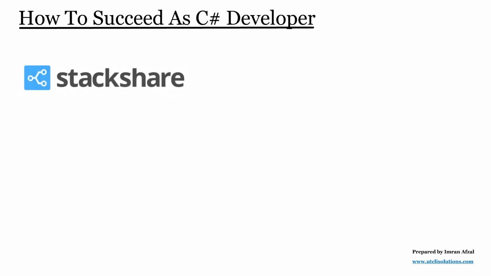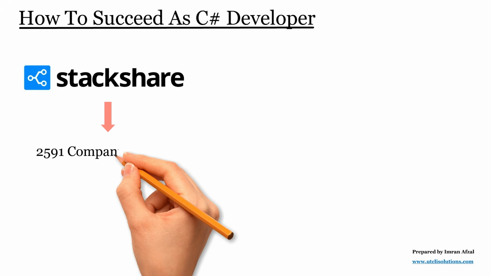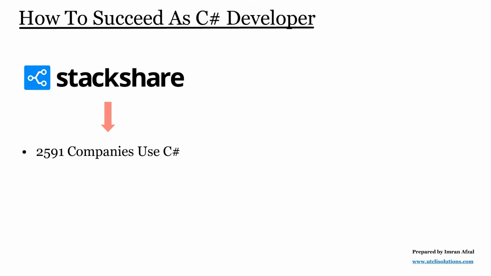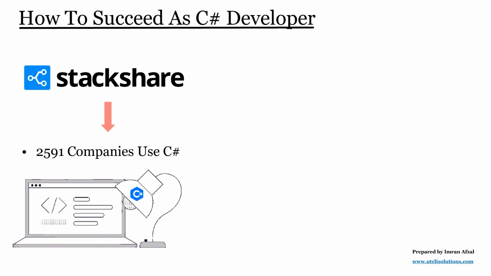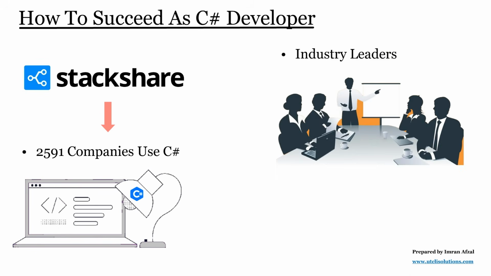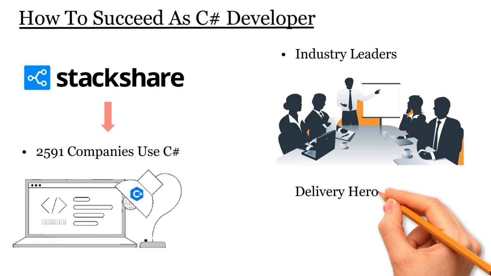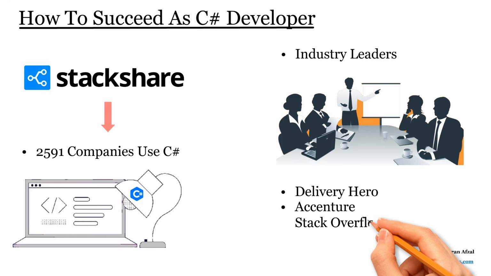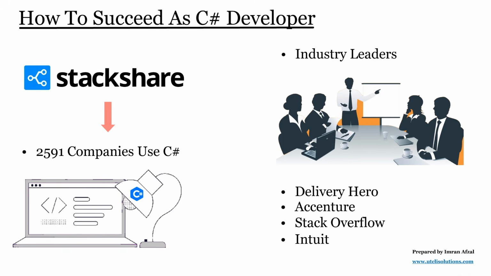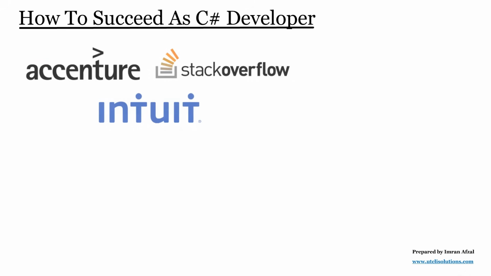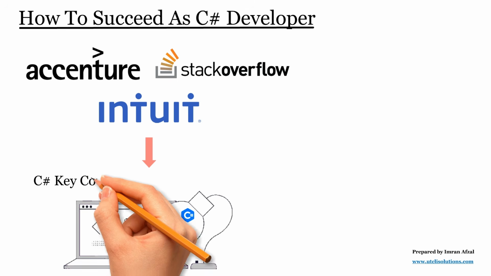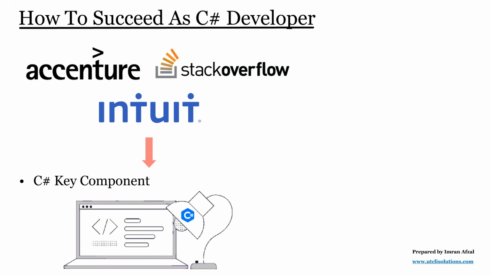Now, according to StackShare, around 2,500 companies reportedly use C Sharp in their tech stacks, including industry leaders such as Delivery Hero, Accenture, Stack Overflow, Intuitive, and many more. While these companies also utilize other emerging technologies, C Sharp remains a key component in their software development ecosystem.